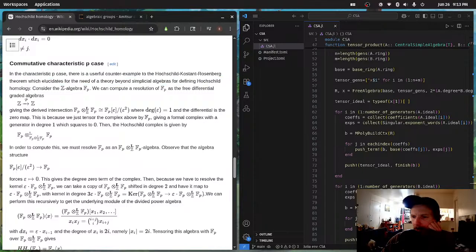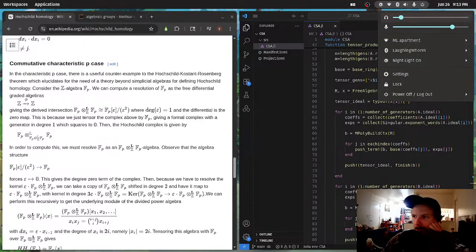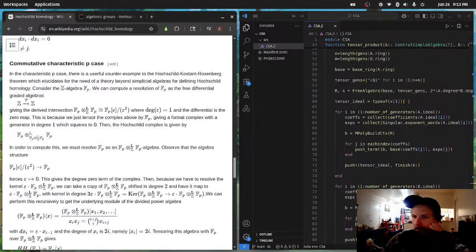We can compute a resolution of FP as a free differential graded algebra. So Z goes to Z by multiplication by P, giving the derived intersection FP tensor over Z FP. It's FP adjoin epsilon mod epsilon squared. The degree of epsilon is 1, and the differential is the 0 map, just because we tensor the complex above.